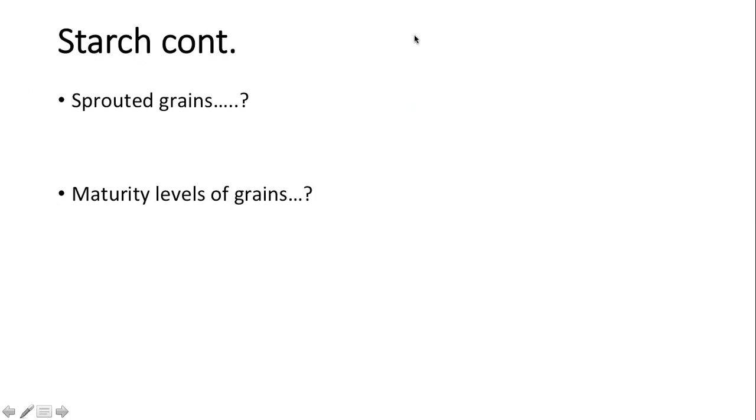And two more questions. Sprouted grains. What is happening when sprouting? What happened to the starch content? What happened to the fat content? So you can study, right?